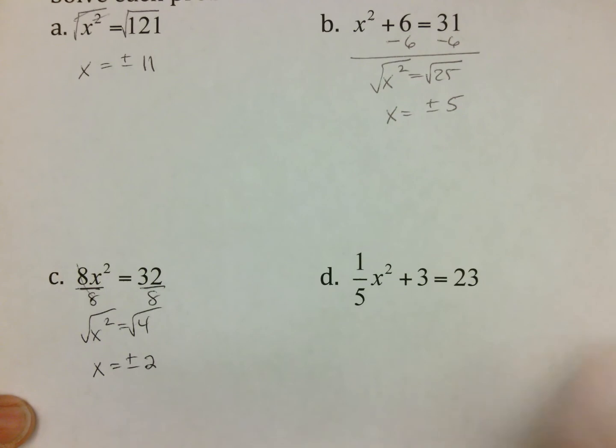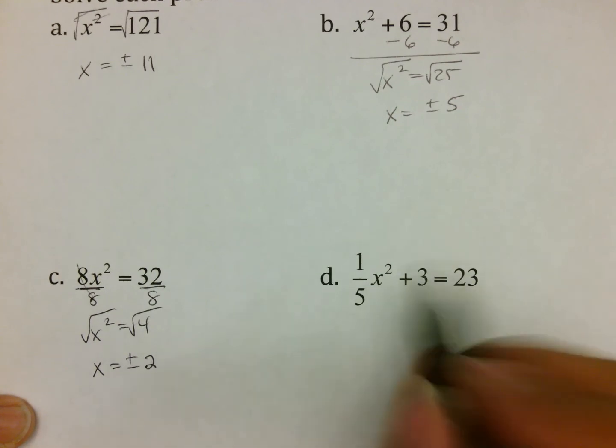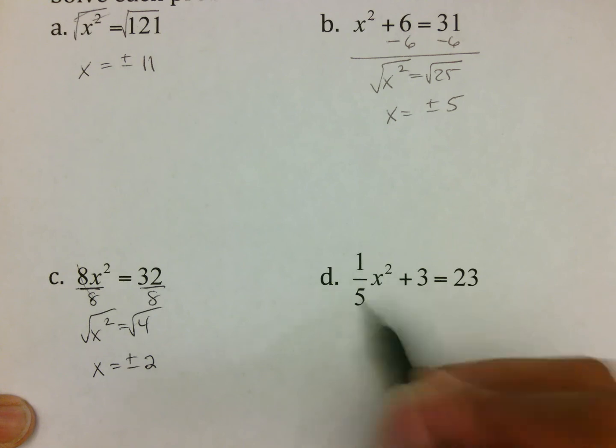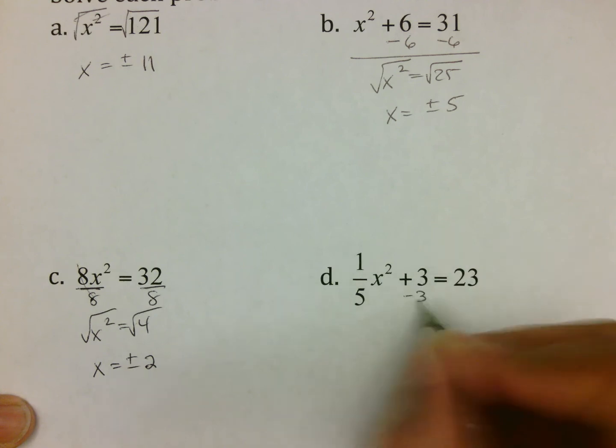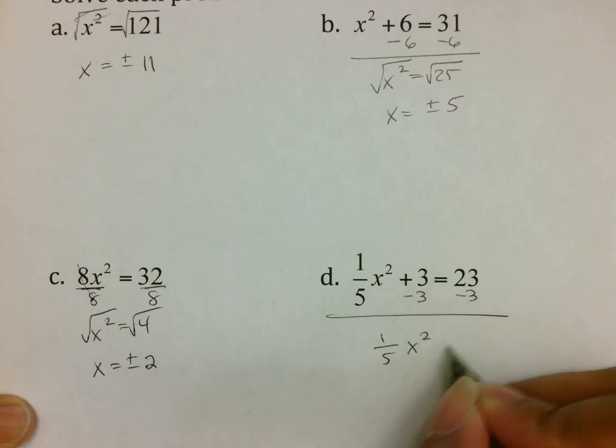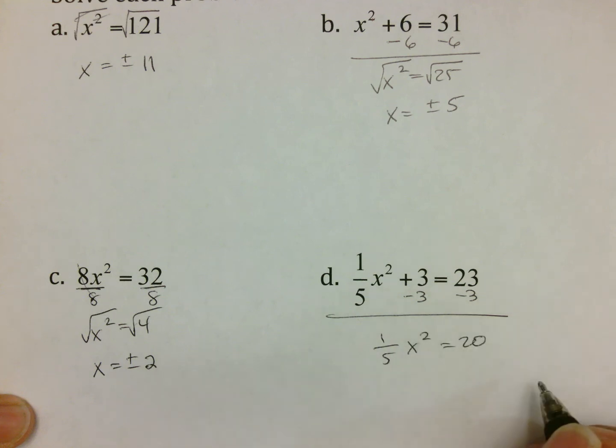And then on this last one, when you have a lot of things mixed in, exponents are the strongest, multiplication is next to that, and that means this 3 is the weakest. So we move the 3 by subtracting it, and we bring down 1/5 x squared equals 20.